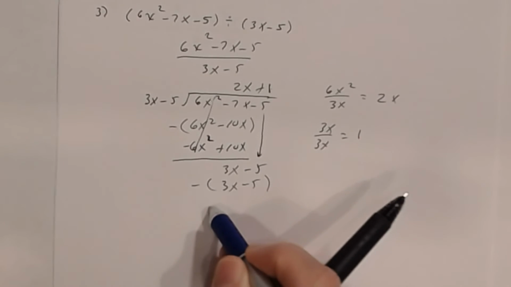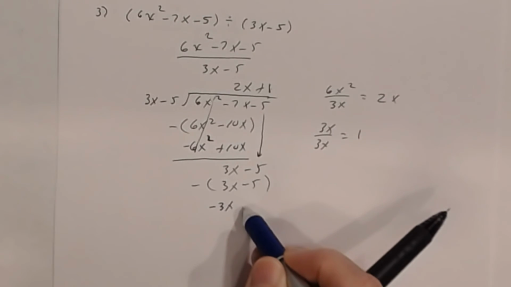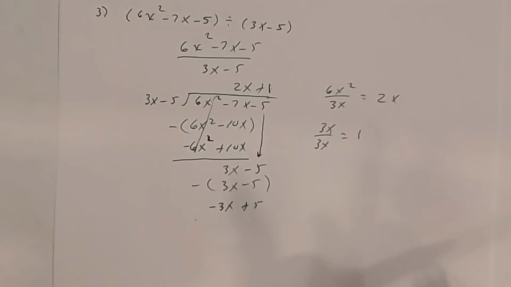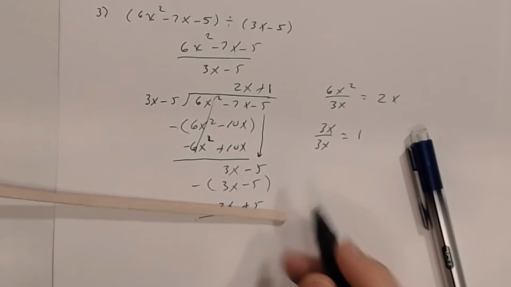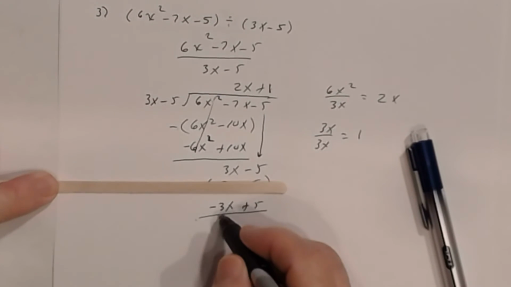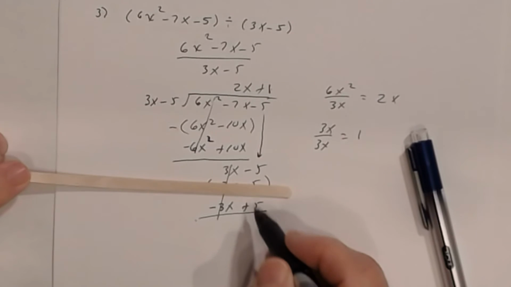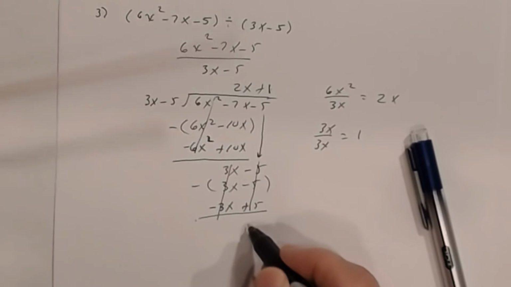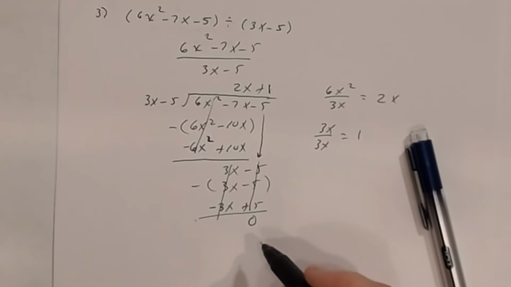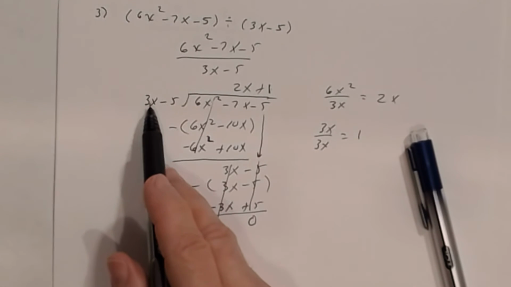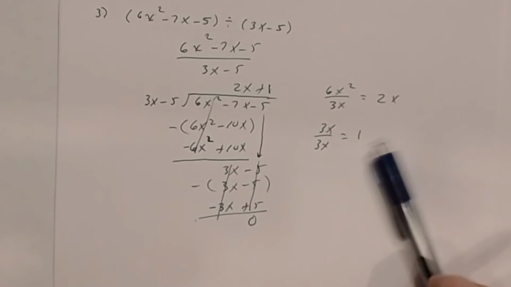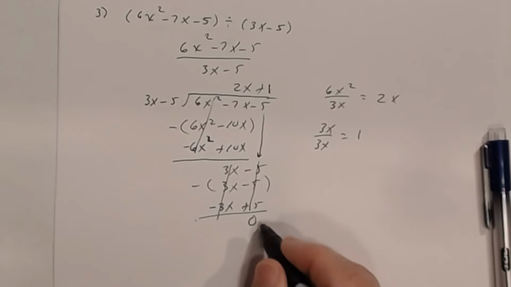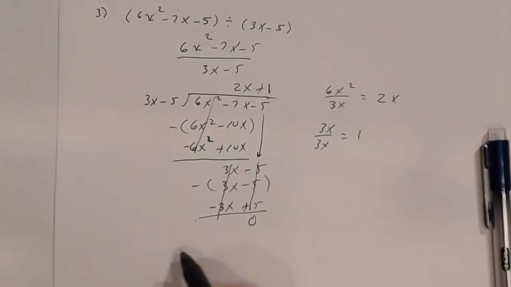The opposite of 3x is a negative 3x, and the opposite of a negative 5 is a positive 5. And so when I add those, I want you to notice 3x and negative 3x is 0. Negative 5 and a positive 5 is also 0, right? But go ahead and put 0 here because you're done. So the degree of a constant is 0, and that's less than the degree here, which is 1. So therefore, the remainder is 0. So you have the answer.